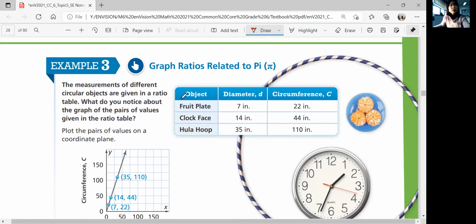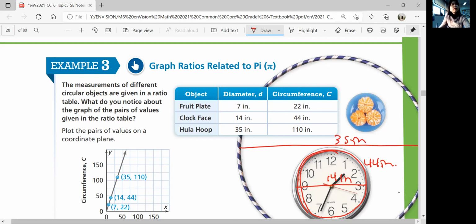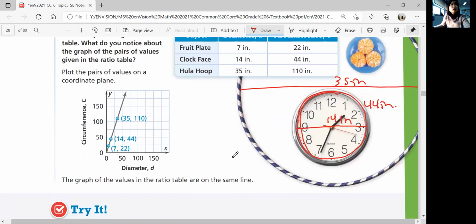Okay, we have a ratio table here. The fruit plate's diameter is 7 inches and circumference is 22 inches. The clock face, this one, has a diameter of 14 inches. Diameter would be radius times 2. Circumference is the whole length around the circle, 44 inches. And then the hula hoop has 35 inches, and the circumference is 110 inches. Do we have a relationship between the diameter and the circumference is what we're going to look at.